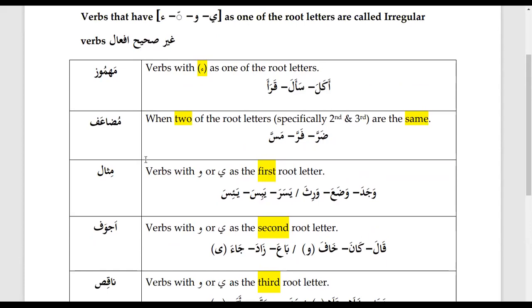Mudaf is where we have two of the root letters, specifically second and third, the same. For example, wanna, so it's wa, noon, noon. Similarly, we have darra, so this is dad, ra, ra. Farra, this is fa, ra, ra. And massa, it is mim, sin, sin.